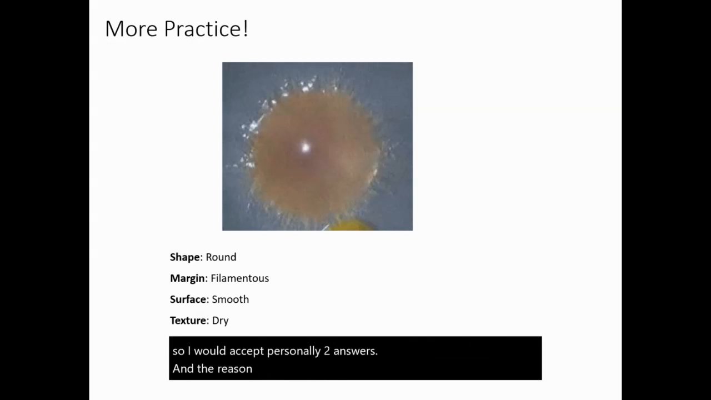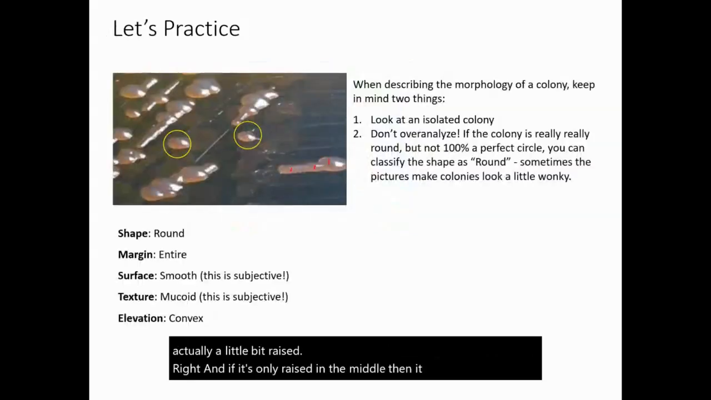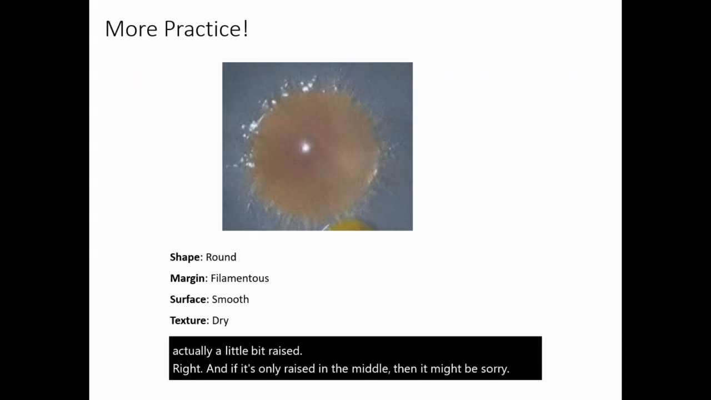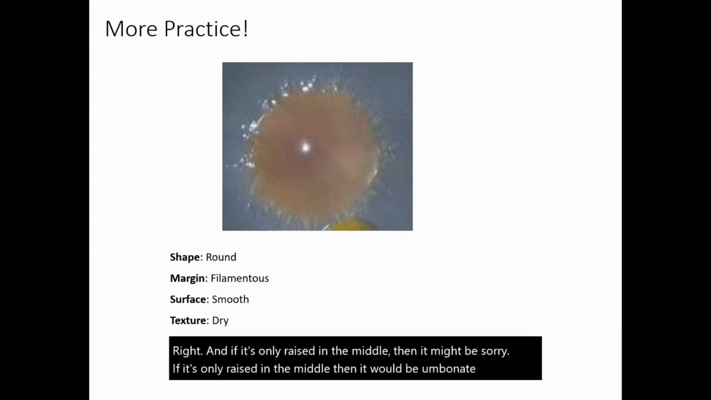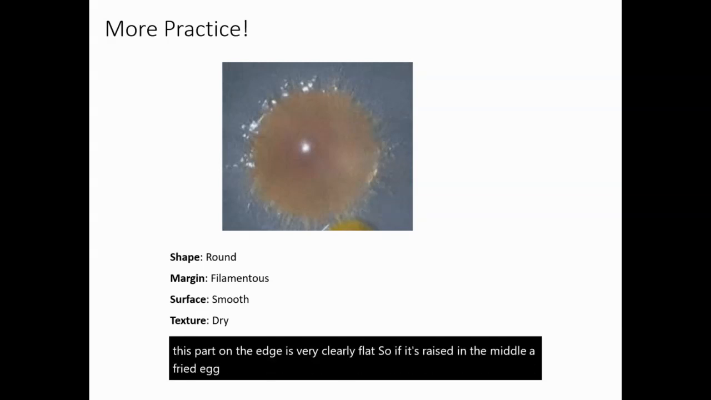The reason it's hard is because this middle area right here, if that is just a reflection of light or something, then it's possible that this is flat, just like a pancake. So I would accept flat. However, if it's lighter in the middle because it's actually a little bit raised, and if it's only raised in the middle, then it would be umbonate because this part on the edge is very clearly flat. So if it's raised in the middle like a fried egg, then you could say umbonate.